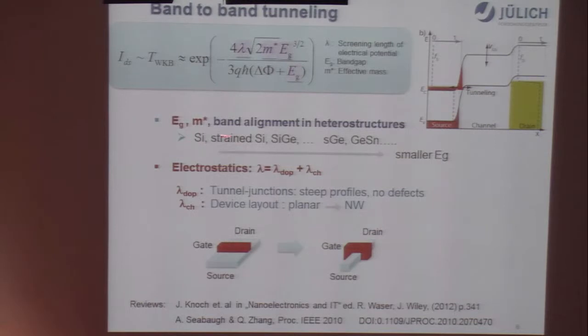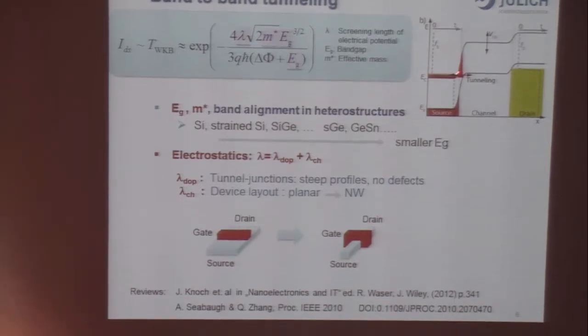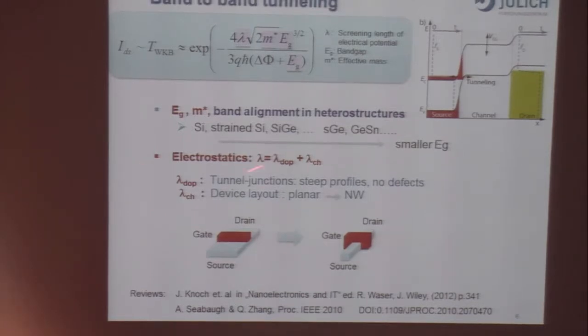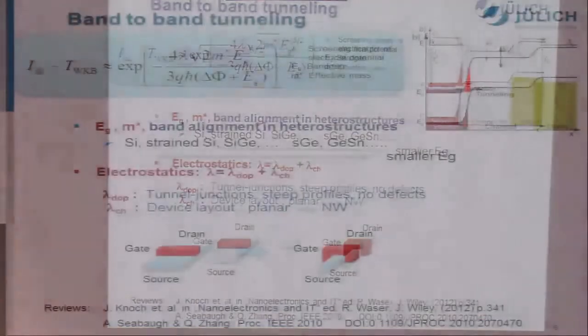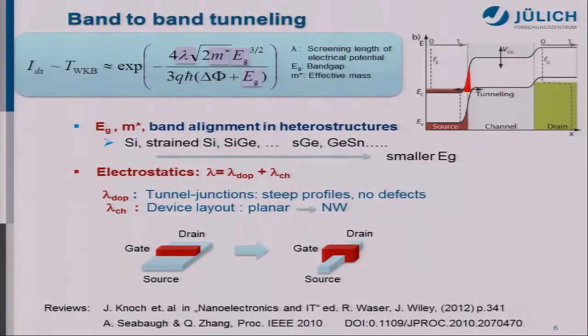So the second part is for this screening length. This reflects the steepness of the band bending at the tunnel junctions. You see here there are two parts. The first part is from the junction doping, so this means we have to use very steep junctions. And the second part is from the electrostatics by the gate control, so we have to move from planar to nanowire structures with a gate all around.